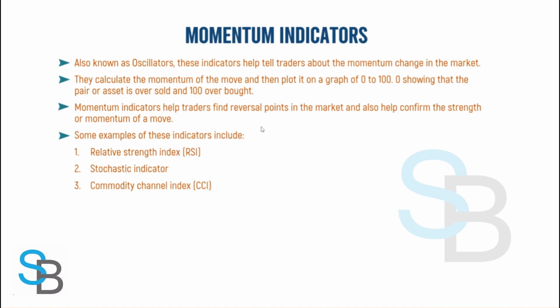Some traders do not just use them to find oversold and overbought regions. They also use them to confirm the strength of a move. So if the trend is going upwards, the momentum indicators could help you determine if this upward movement has a lot of momentum backing it. That's one importance of the momentum indicators. Some examples include the relative strength index (RSI), the stochastic indicator, and the commodity channel index (CCI).